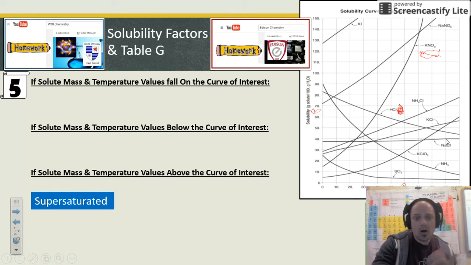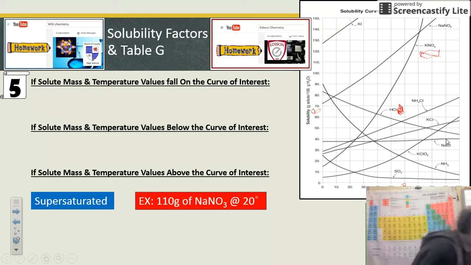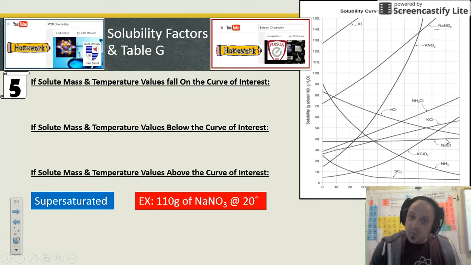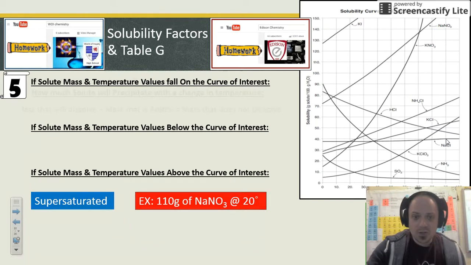Now, if we are in a position where we're above the curve of interest, we have a supersaturated scenario. For example, 110 grams of sodium nitrate at 20 degrees Celsius. 20 Celsius, 110 grams. This point's right there. NaNO3 is right here. That point is above the curve. We have a supersaturated scenario, okay? So as you use this chart, you're basically playing Battleship. Find your X value, find your Y value, and compare it to the chemical of interest.